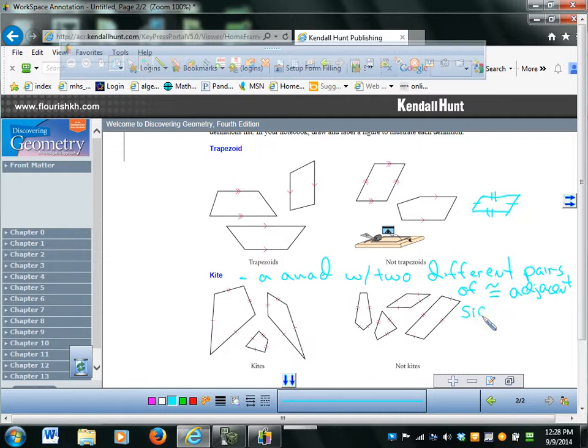sides. And this is very good because they didn't usually have, in the old book, they used to say that this was a kite. But this is not a kite because they used to not have this word different in there, right? But in this case, the two sides that are next to each other and congruent have to be different. So these two have to be different than those.